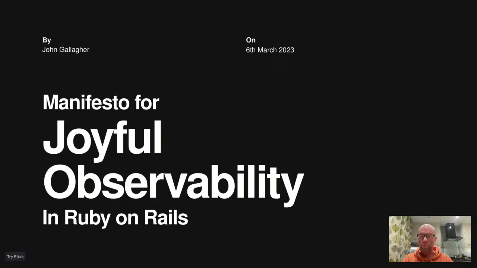I'm going to be talking about the Manifesto for Joyful Observability in Ruby on Rails. What is the problem? The problem is our apps are too hard to understand in production. I've lost count of the number of Rails apps I have worked on that are just difficult to reason about.